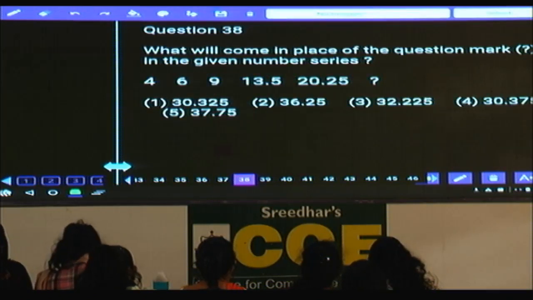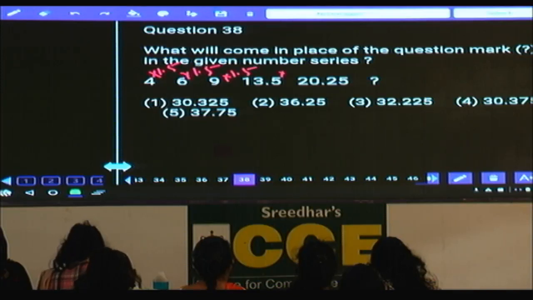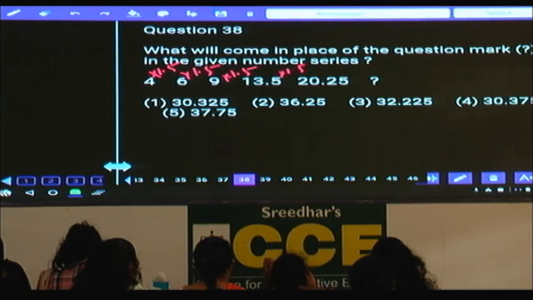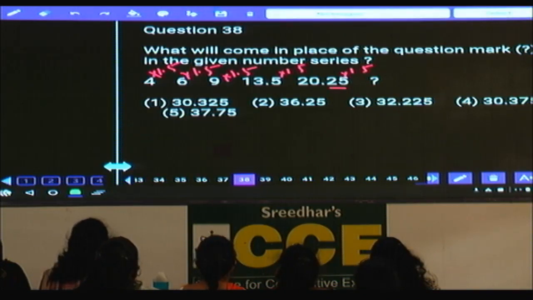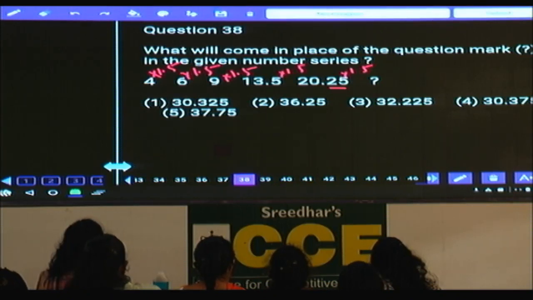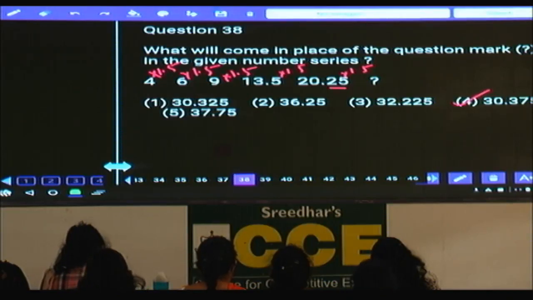Then 38. Now in this 38, 4, 6, 9. 4 and 6 into 1.5. And 6 and 9 into 1.5. Into 1.5, into 1.5. And 20 into 1.5 is so much? And the last digit must be how much? 375. Why it is 375? Now this 25 must be multiplied with into 1.5, and it will be 250 plus 125, 375. Choice 4 is the answer. Done with this? Then 39.